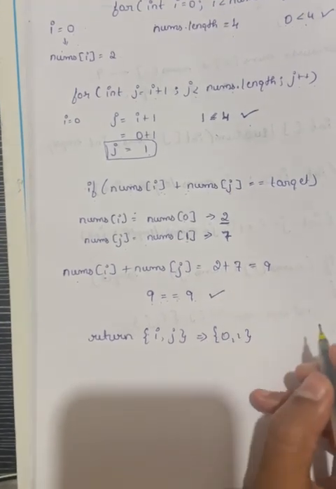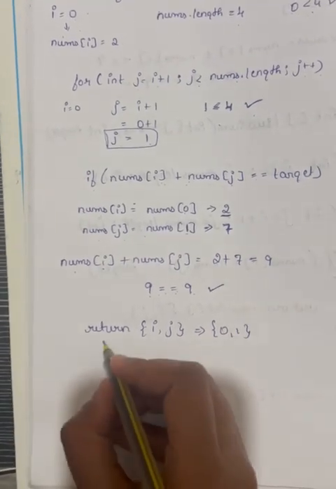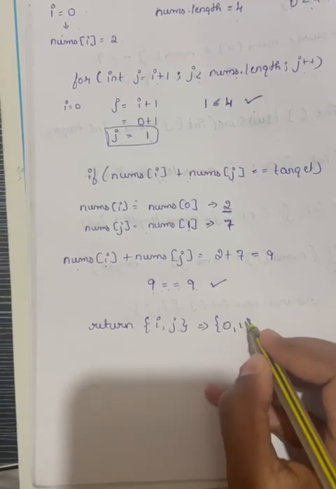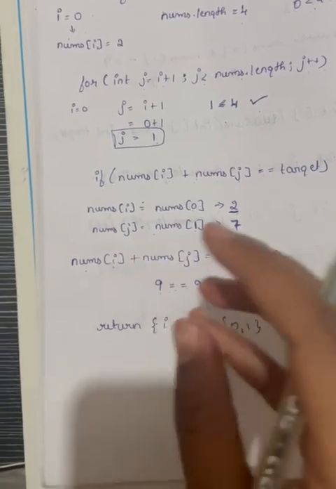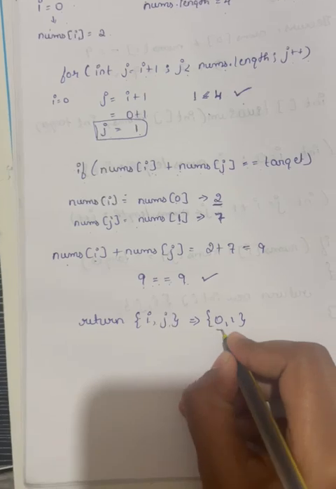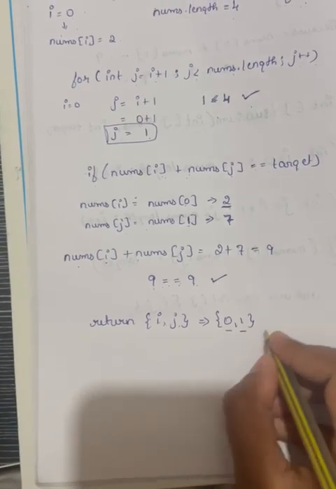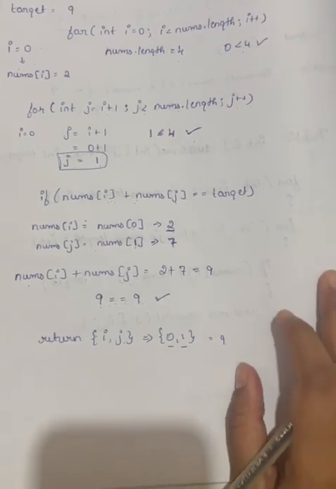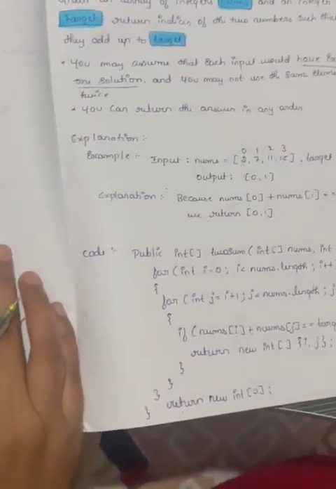Yes, it's satisfied. So I'll be returning i comma j, which is equal to 0 comma 1, which concludes that the index 0 and index 1 will satisfy the target value. So this is how we're going to end up with this problem.